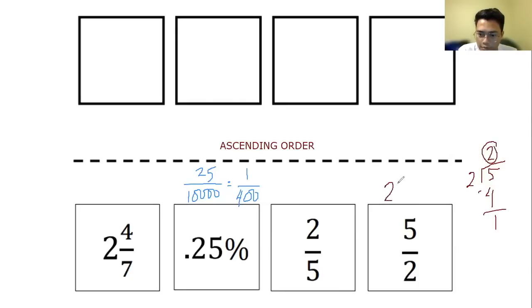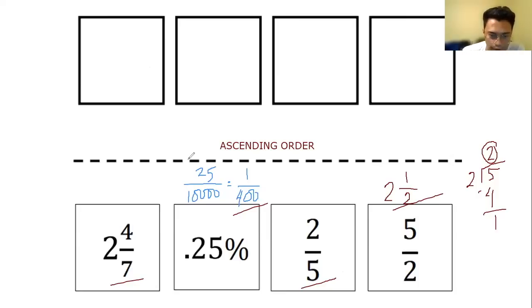The remainder will be your numerator, 1. And then the divisor will be your denominator. So that's 2 and 1. So take a look at what you're going to compare. 1 over 400, 2 and 1 half, 2 fifths, and then 2 and 4 sevenths.